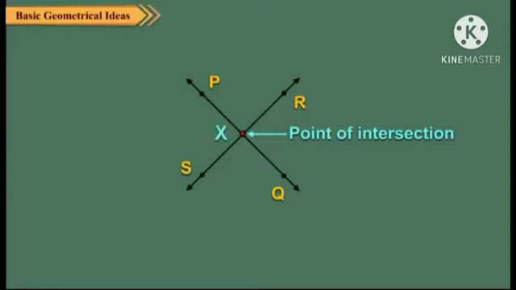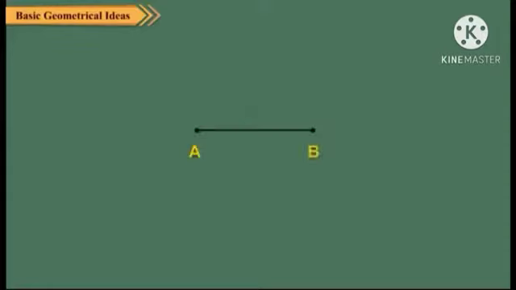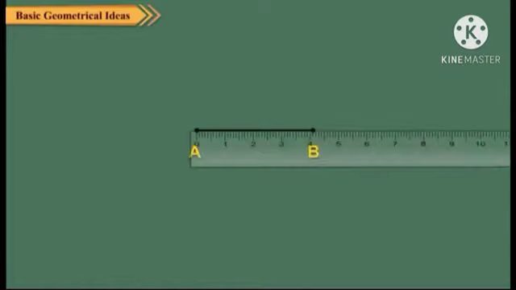Let us see how we measure and draw line segments. Suppose we want to measure the given line segment AB. We place the ruler along the line segment AB such that the 0 mark of the scale coincides with A. The position of point B gives the length of AB.